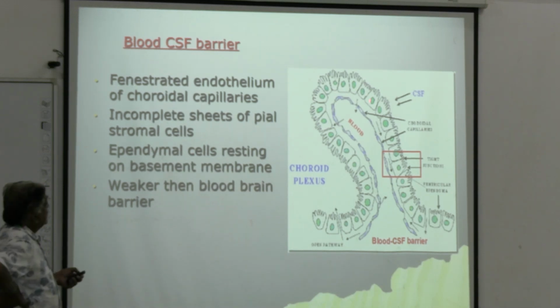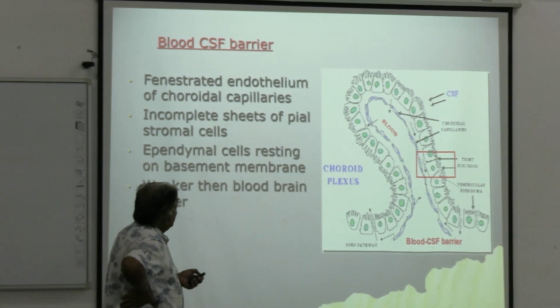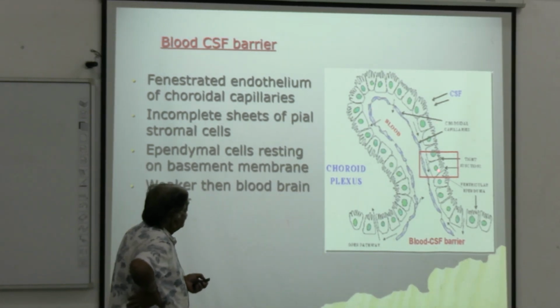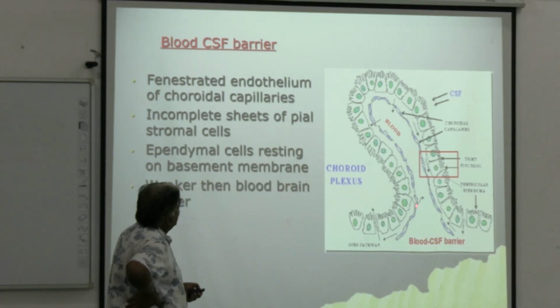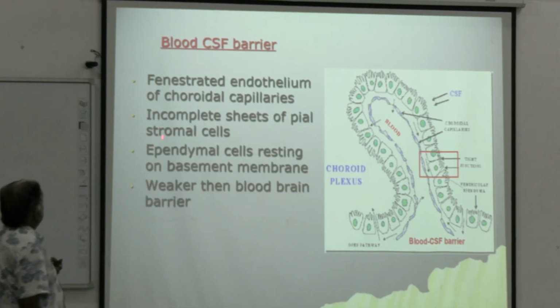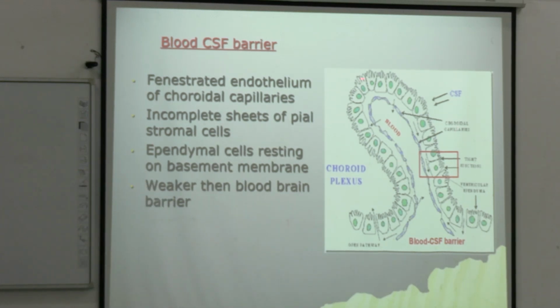Now, see, this is the CSF and this is the blood. This is the choroid plexus and blood-CSF barrier. This is a very good picture, and you can draw a picture like this, illustrate, and then write the note. Now, fenestrated endothelium of the choroidal capillary. Incomplete sheets of pial stromal cells and ependymal cells resting on basement membrane. A weaker, thin barrier.